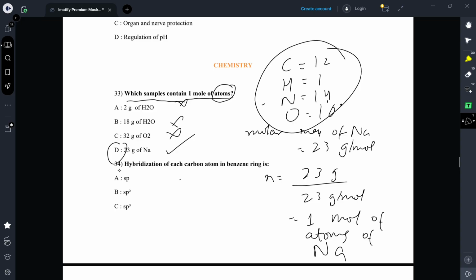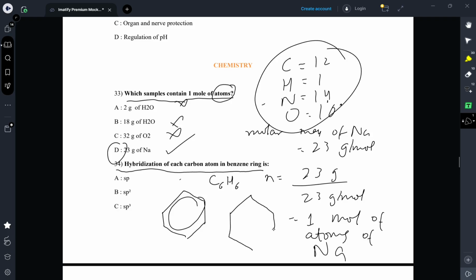So moving to the next question: the hybridization of each carbon atom in the benzene ring is... First of all, you should know the structure of the benzene ring. You can draw it like this, with the ring. Benzene is C6H6, and it has a delocalized pi system of electrons. You can draw it like this or like this.